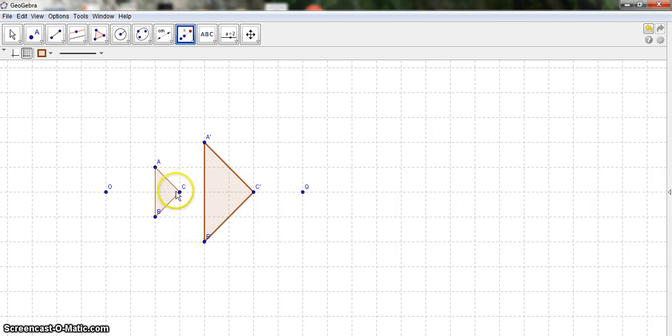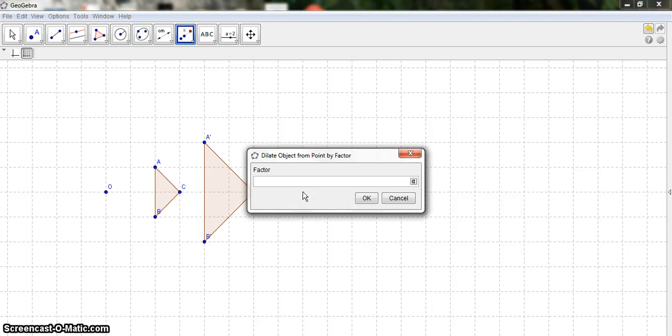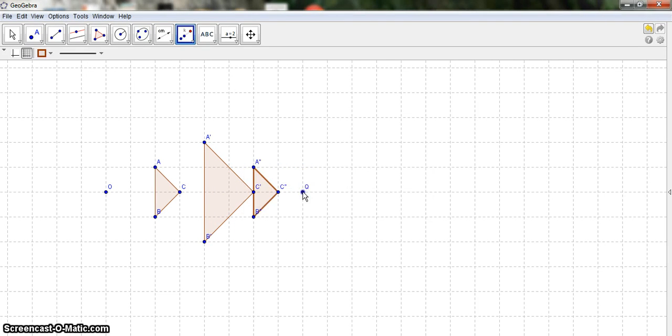And then in this case we're going to do this again around point Q. I'm going to go half the size because 2 times 0.5 is going to be 1. So now the combined factor is 1, so we should have a triangle that's the same size, and it should be the same thing as a translation.